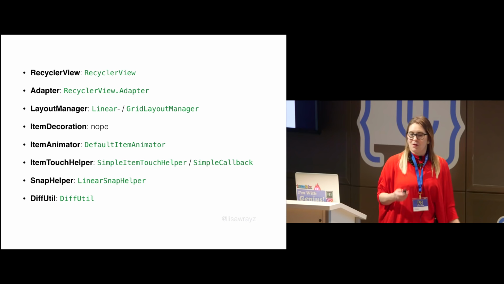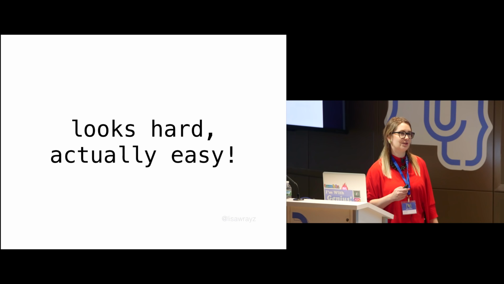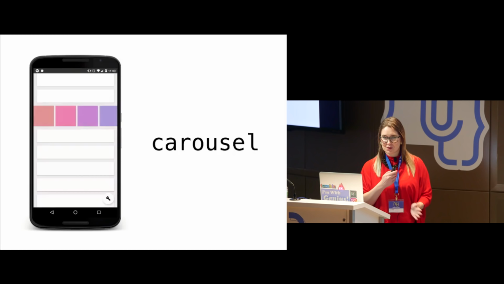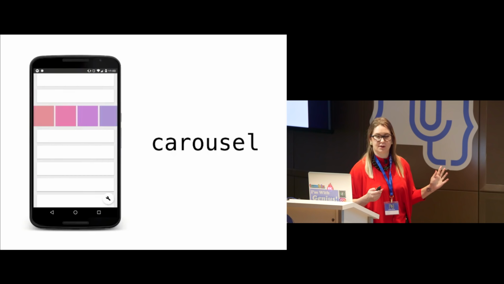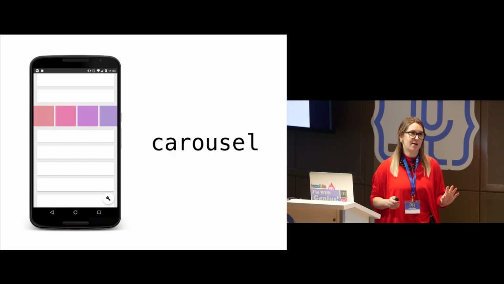Okay, cool. So first, I want to start with some things that look like they should be hard, but are actually easy, so that we get off on a good note. So the first I want to talk about is a carousel. And by this, I mean an item in a vertically scrolling list that itself scrolls horizontally, or vice versa. And I know a lot of you probably won't believe me that this is easy, because it was a complete pain in the ass in list view. I've tried to forget all the stuff you had to do to delegate touch handling.